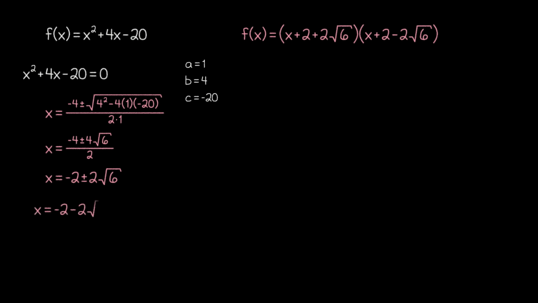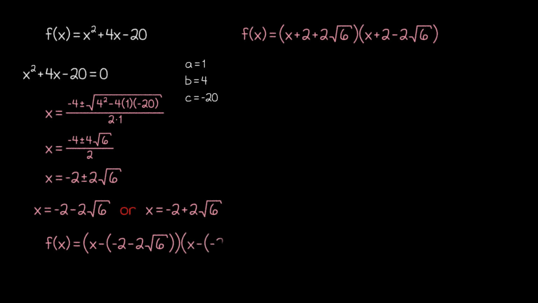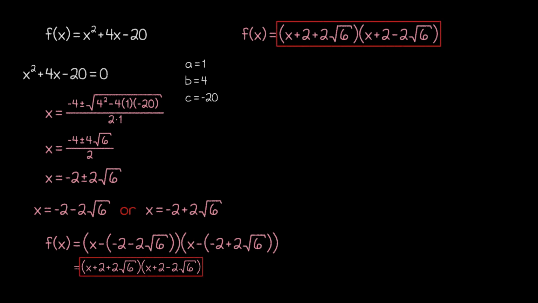We'll split that into 2 component solutions for x, and then we'll write our factored form as x minus m times x minus n, where m and n are the 2 solutions we got. Now, having parentheses within parentheses can be a bit annoying here, and we can resolve that by distributing the negative sign. But once we do that, we can see that this matches the factored form that was presented previously.